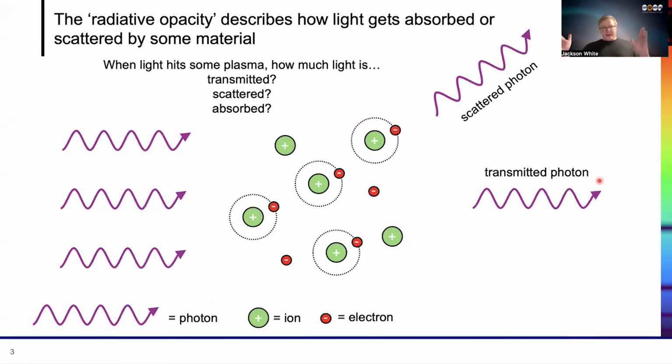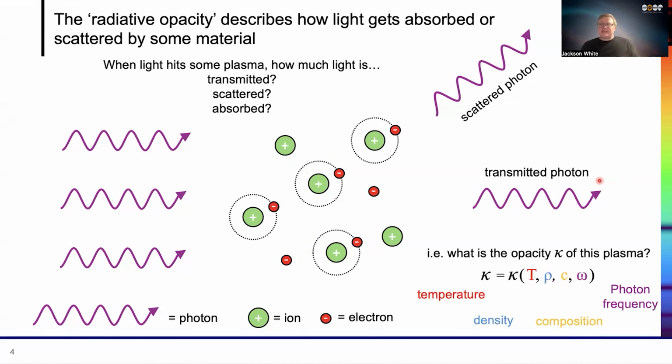Now, to just go ahead and dive right in, my thesis work is all about something called the radiative opacity, which describes how light gets absorbed or scattered by some material. So if we consider light hitting some plasma, some questions we might want to ask are, well, how much of that light gets transmitted through? How much of that light gets scattered off into some other direction? And how much of that light gets absorbed, never to be seen again? What we're asking when we ask these questions is, what is the opacity of the plasma? How opaque is the plasma?